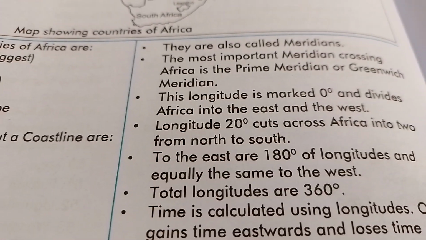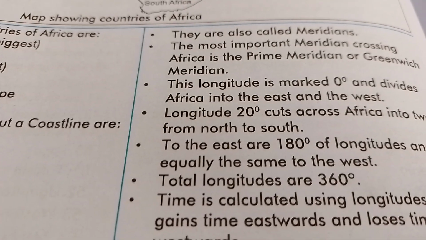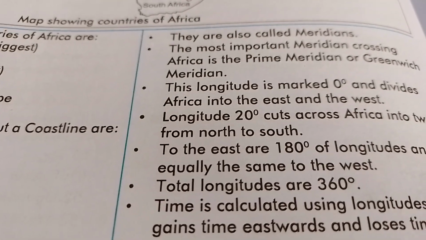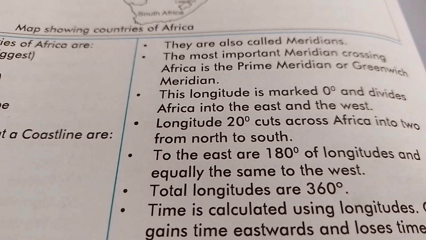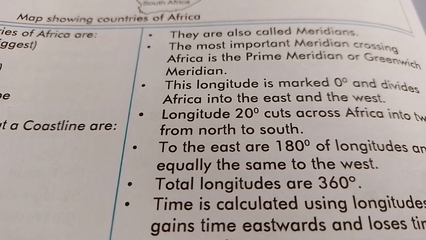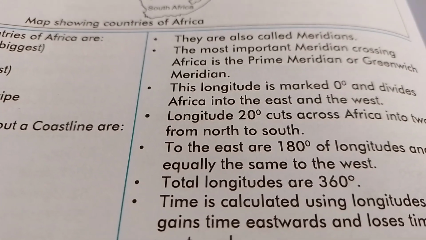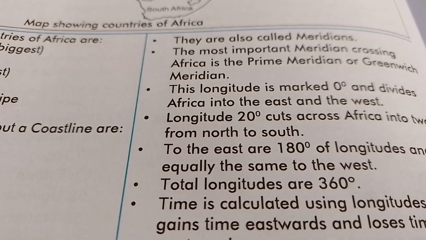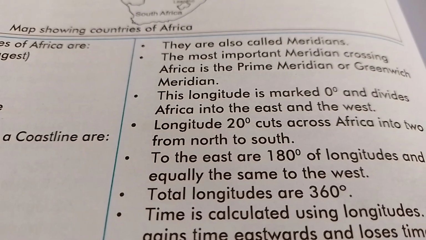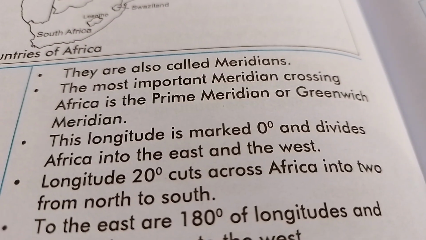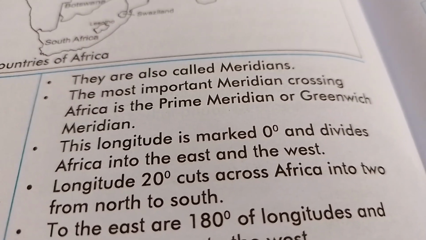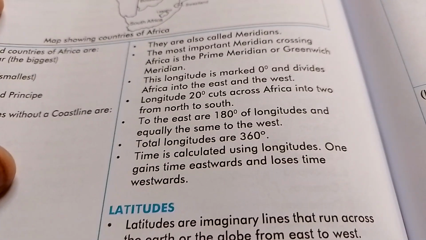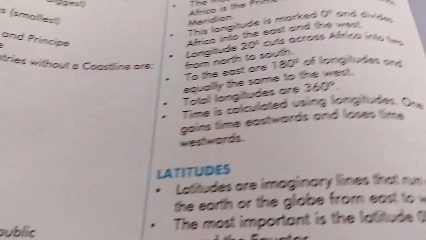And we have said in total we have 360 longitudes, 180 towards the western side and 180 towards the eastern side. And we have said longitude 20 degrees cuts Africa vertically into equal parts, the eastwards and the westwards. The main meridian that we have in Africa is longitude 0 degrees, which is known as the prime meridian or the Greenwich meridian, which passes through Accra in Ghana and Greenwich in London. Then also we have said that the major effect of the longitudes is that they influence time of a given place.